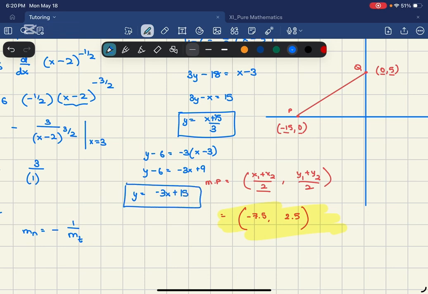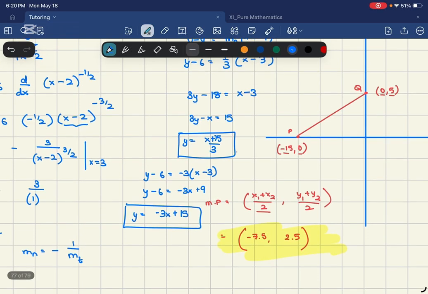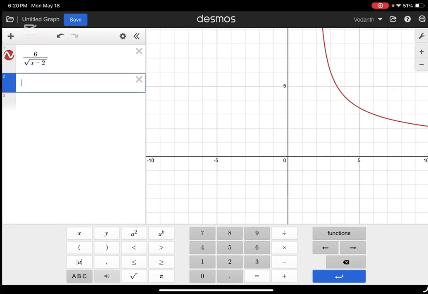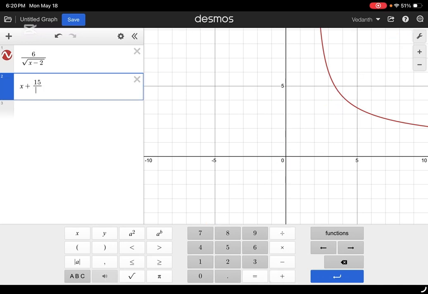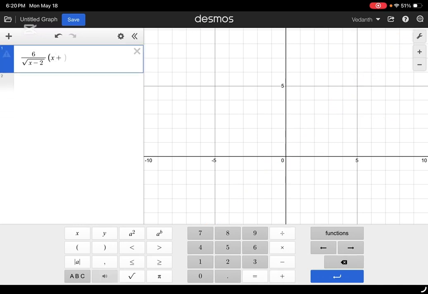Alright. So this is my normal line. This is my tangent line. So x plus 15 divided by 3. So x plus 15, sorry. So x plus, oh my god.